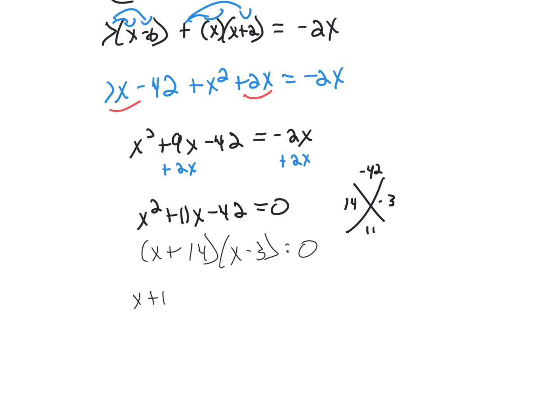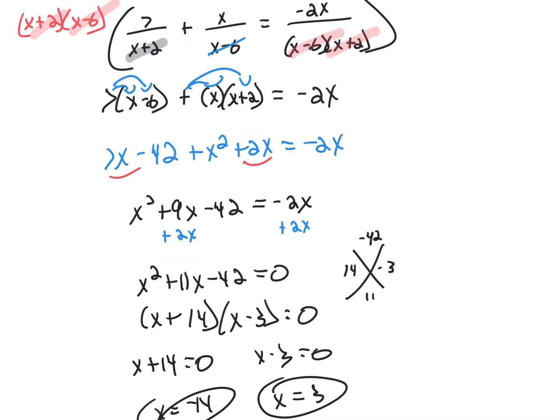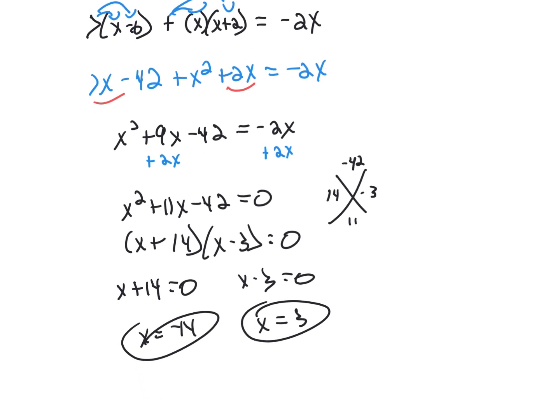Again, you set each factor equal to 0, so that means x is going to be negative 14. And we set x minus 3 equal to 0, and that means x is going to equal 3. Okay, and those are your solutions as long as neither one of them creates a denominator of 0 in the original. All right, so that's a review of solving rational equations.